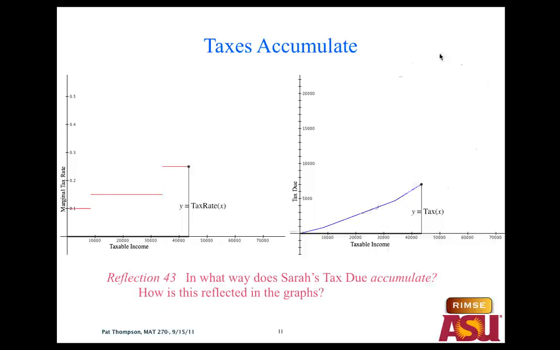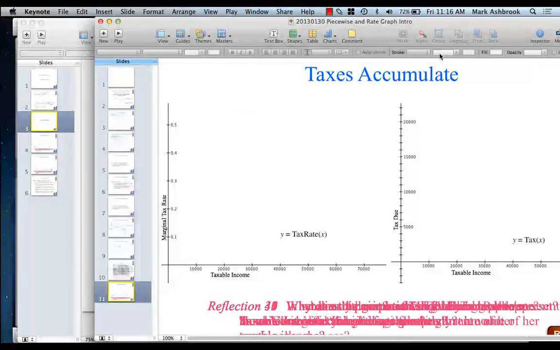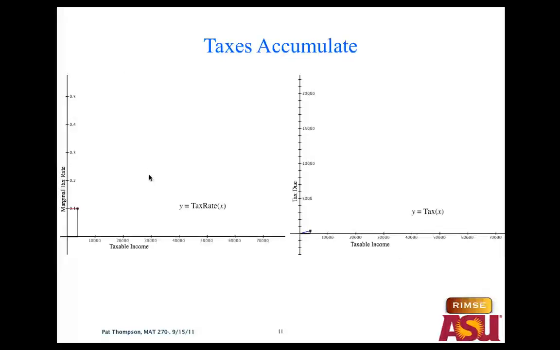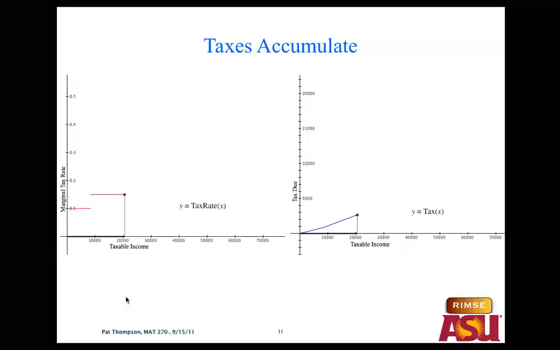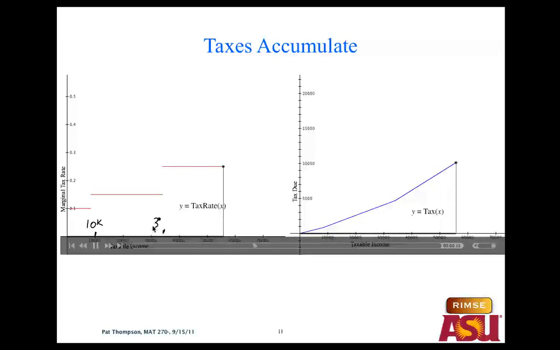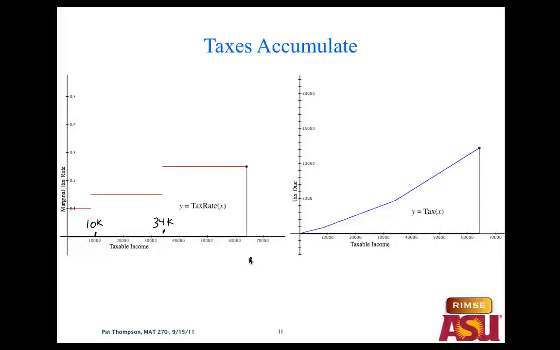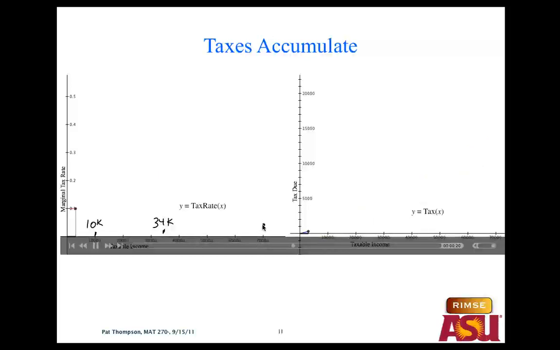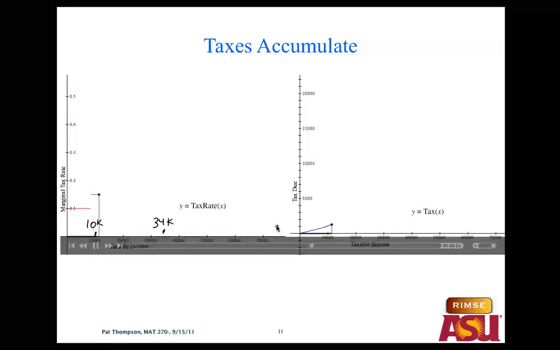Okay. All right. So let's see if you can. What were our amounts here? 10,000. So don't look at any notes or anything. This is 10,000. And what was this? 34,000. And finally, I think this is showing up to 70,000.